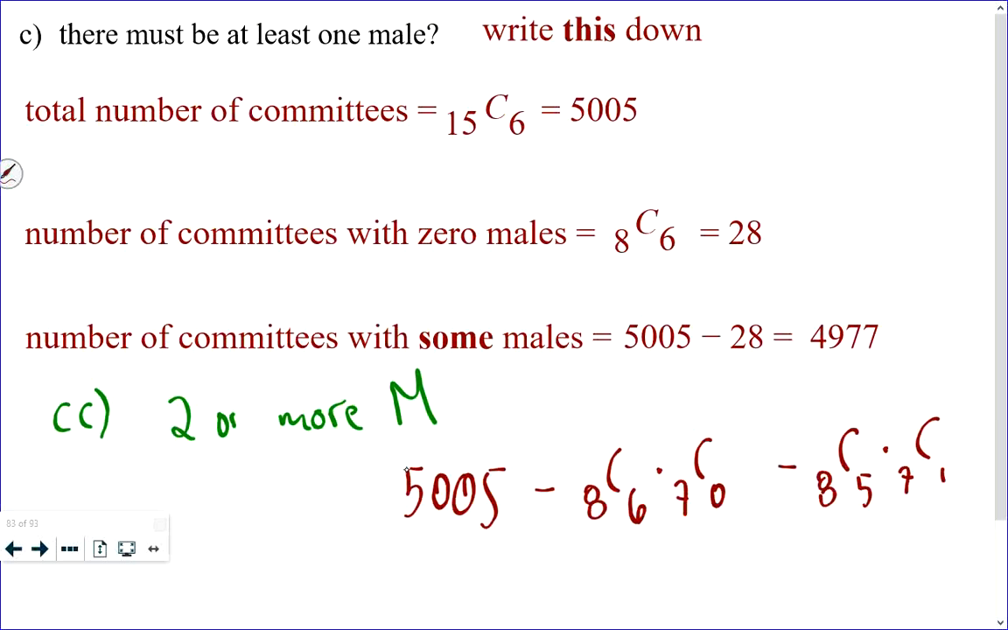And I hope you see that as this number 2 gets bigger and bigger, it might be easier to just do it from the other end and find them individually rather than doing a subtraction thing. But if I had 14 people on the committee and I said at least 1 male, you don't want to do it the long way.